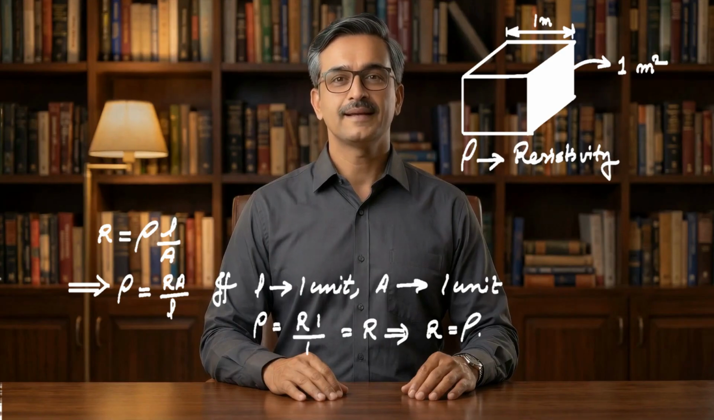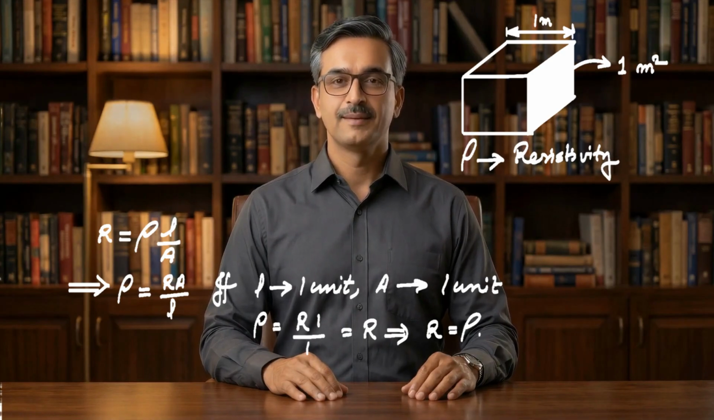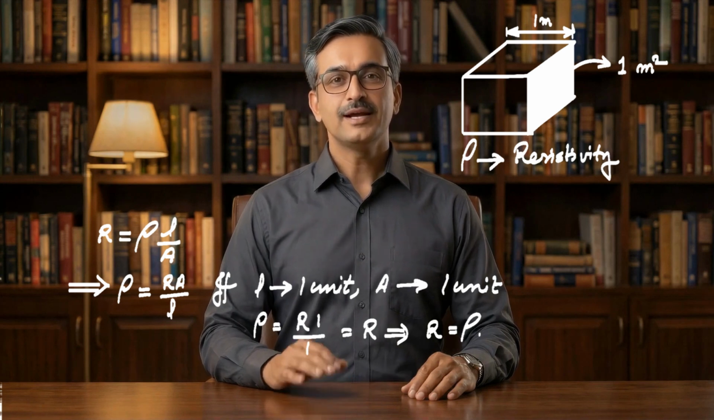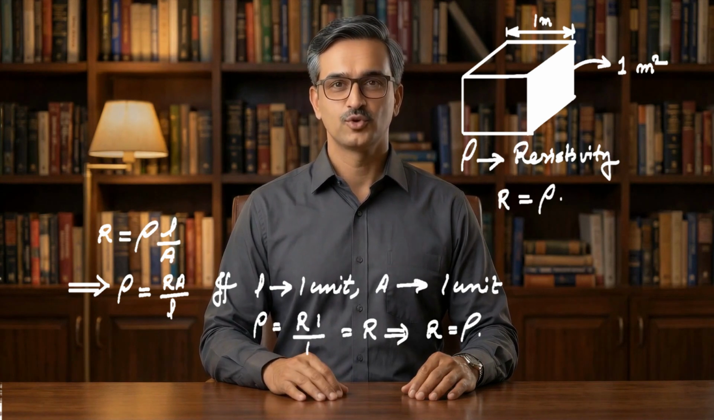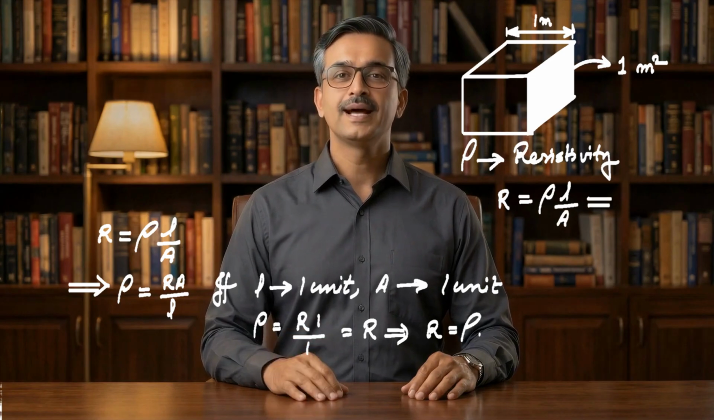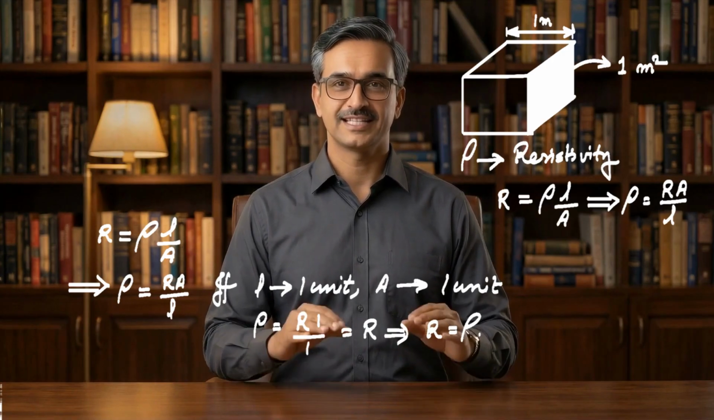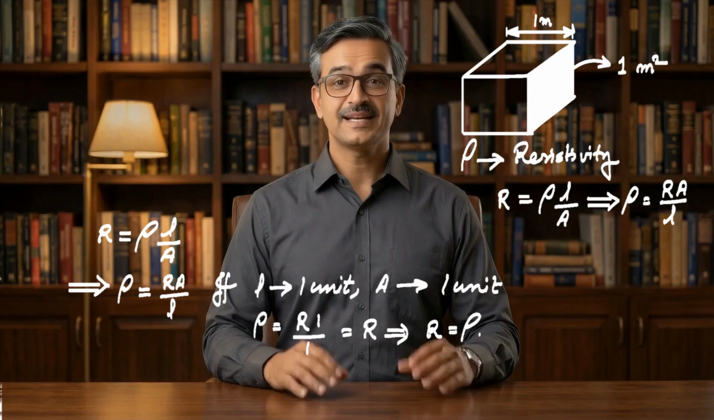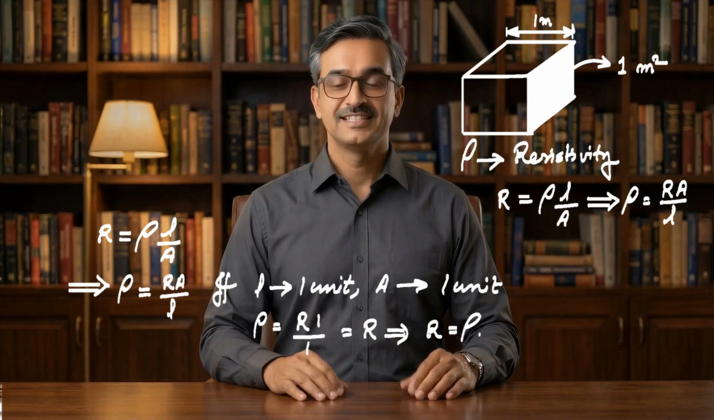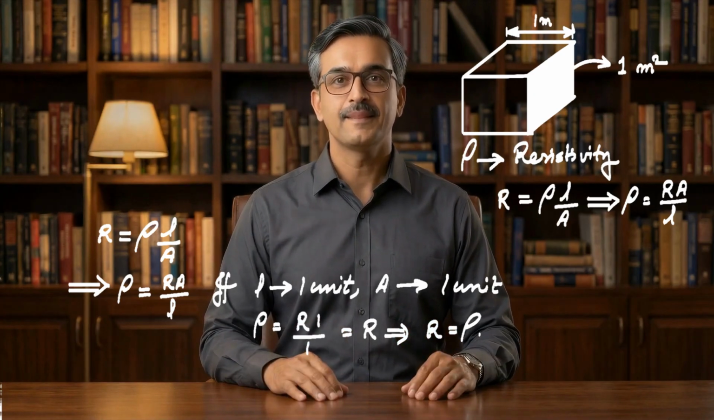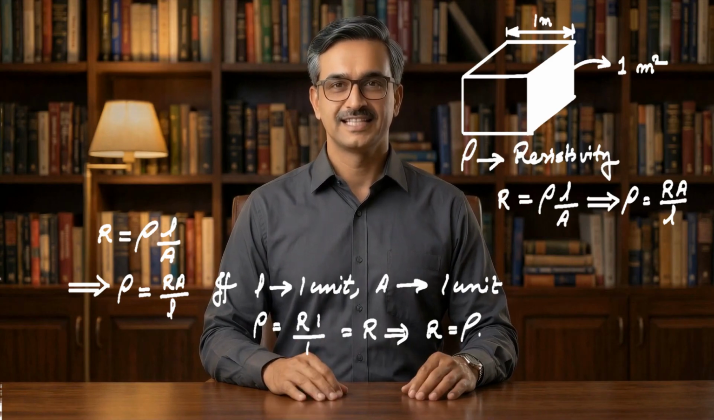Alright students, now let us move to an important concept, that is the unit of resistivity. We already know the relation, R equals rho L by A. Or we can write rho equals R into A by L. Now from this expression, you can clearly see that the unit of resistivity will depend on the unit of resistance, area and length. So let us understand this step by step.